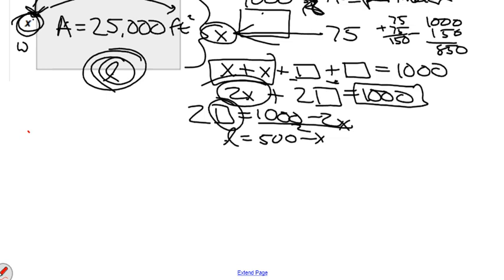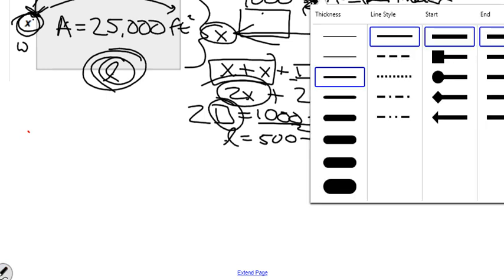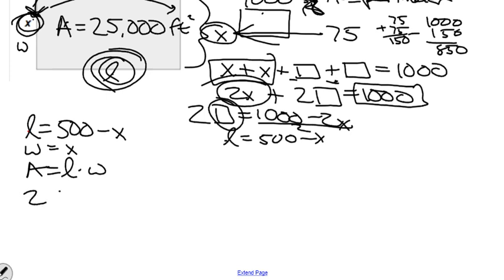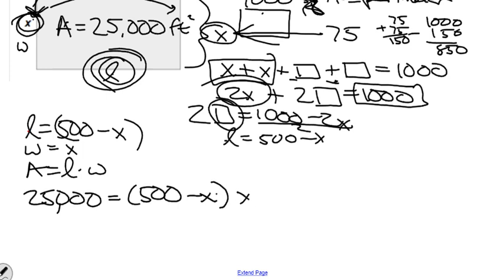All right? So this is what I know now. I know that my length is 500 minus x. I know that my width is x. I know that area is length times width. My area is 25,000 square feet, and that is equal to my length times my width. Let's just put length in. We've got 500 minus x times my width, which is x. All right, so now let's see what we can do with this. I'm going to take this and multiply it by that, and multiply it by that.